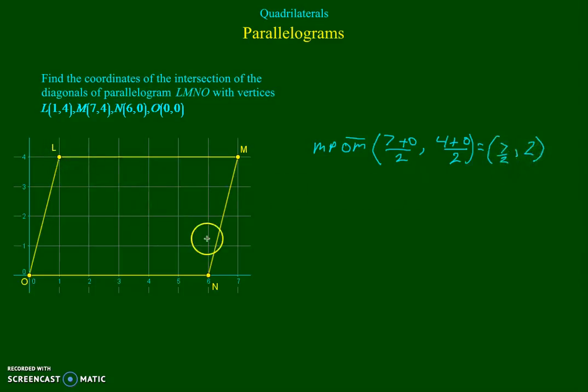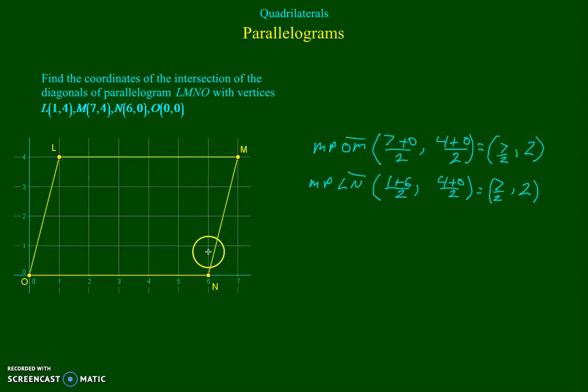If we did the same thing for LN, we would get L is (1 plus 6) over 2 and (4 plus 0) over 2. 1 plus 6 is 7 over 2. 4 plus 0 is 4 over 2, which is 2. And they come out to be the exact same coordinate.